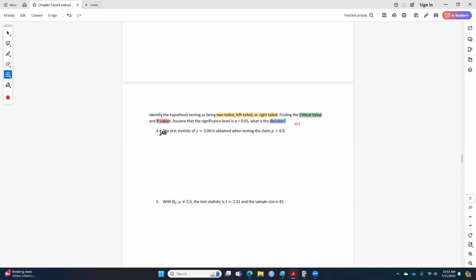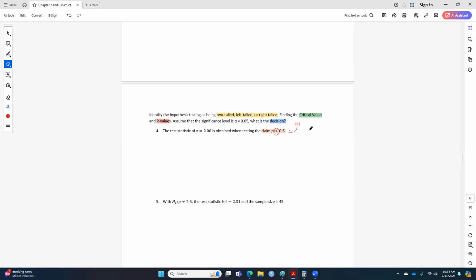So when you read here, you can figure it out by looking at the claim statement. This is the claim statement. This claim statement will give us the H1. So the claim statement will always give us the H1. So what we look for here is the symbol greater than.